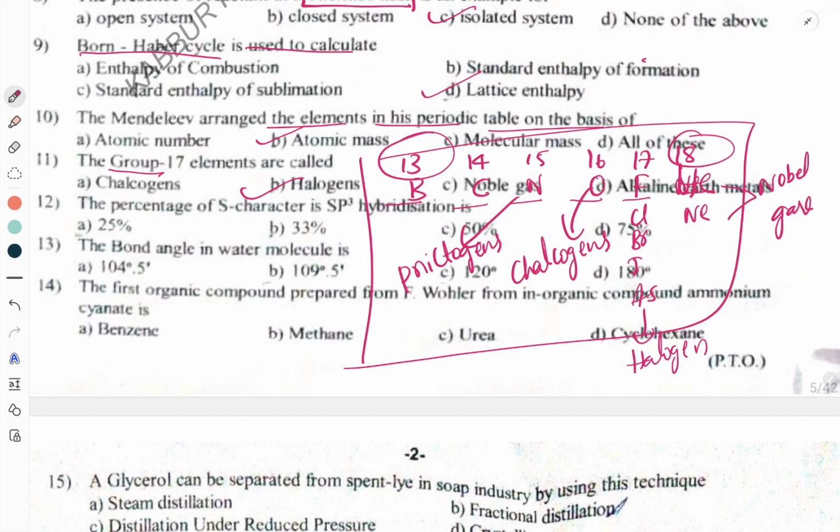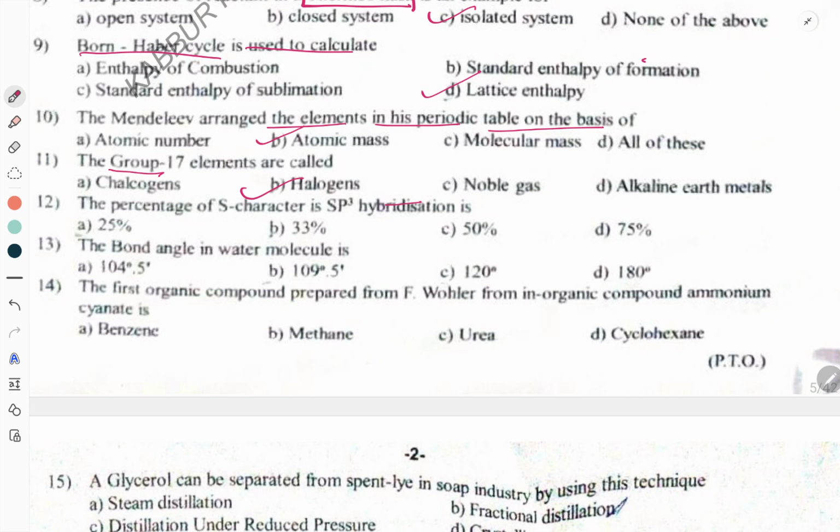Next, move on to the 12th question. The percentage of S character in sp3 hybridization. If you take sp3 hybridization, the percentage of S character is 25%, P character is 75%. So option A is the correct option.